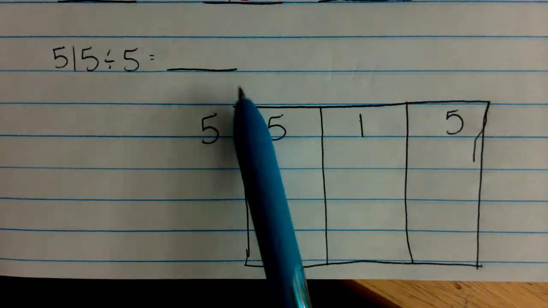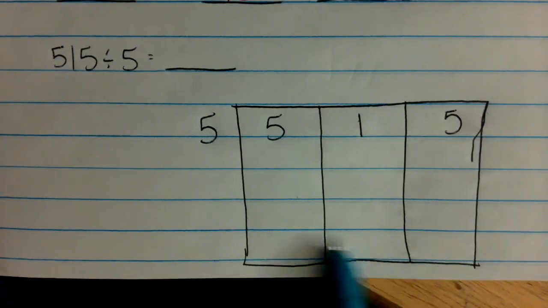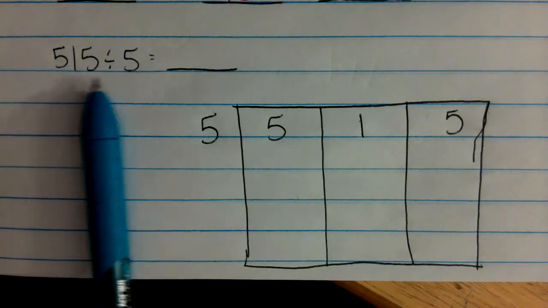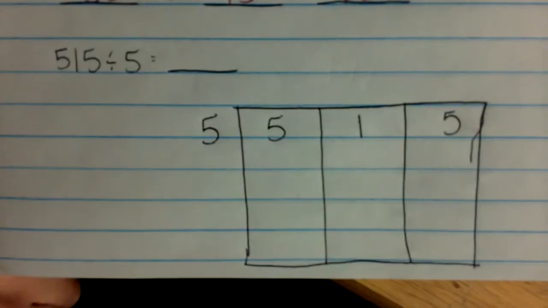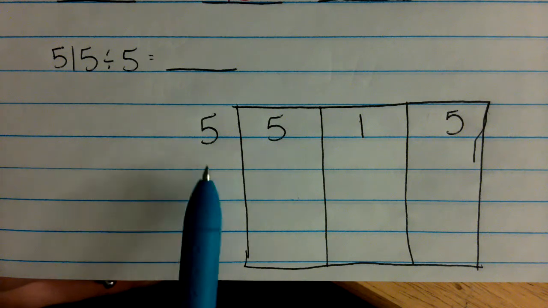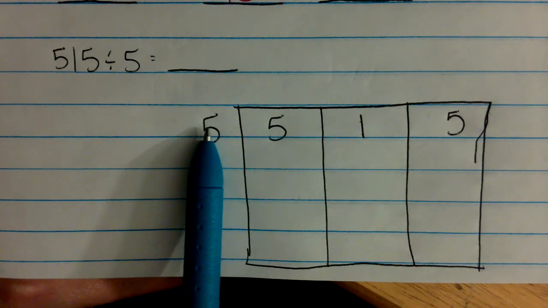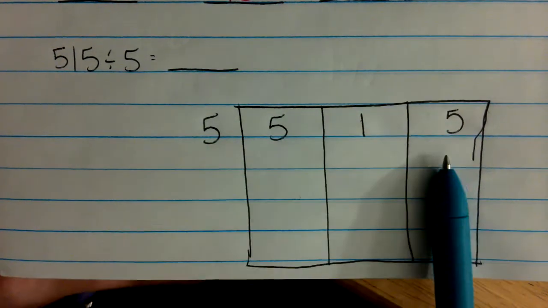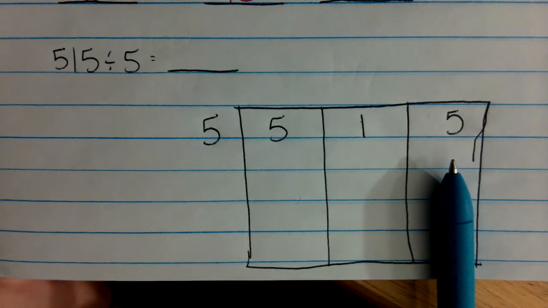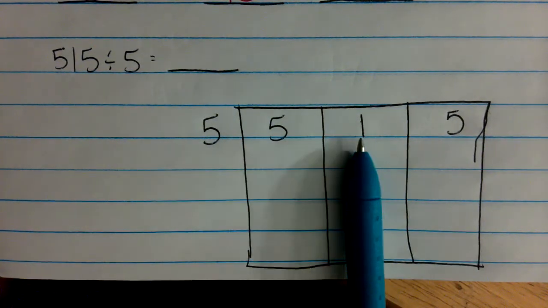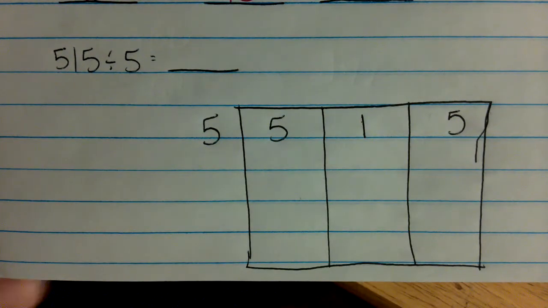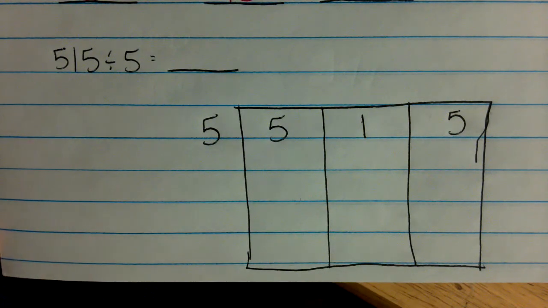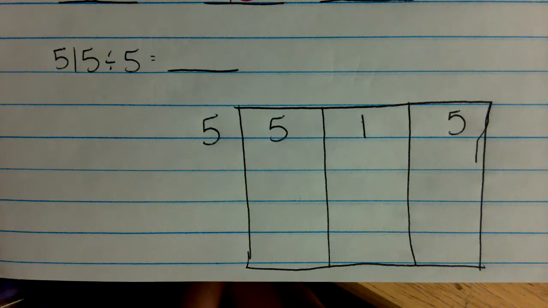Well, I'm going to draw this huge box, and I know it's a 3-digit number, so I'm going to divide it into 3 groups. Okay. And then I'm going to put the divisor out here and the dividend in each of these. Think of these as place value holders. Okay. You have hundreds, tens, and ones.